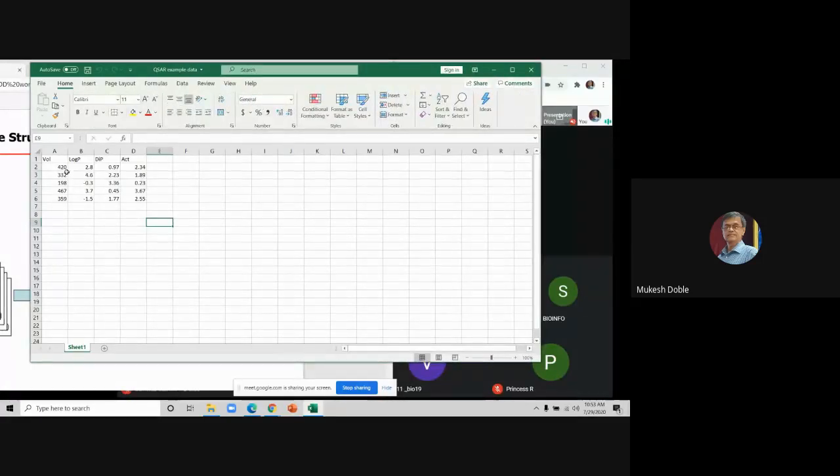So these are called the X's. In statistics, these are called the X's, and activity is called the Y. Y is the dependent variable. X's are called independent variables. We want to find out which X I can choose to develop my activity model.